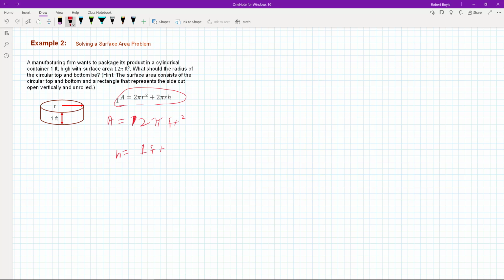Okay, so what we need to figure out is what r should be. So we can substitute these into our equation and see what we have. We will have that 12 pi is equal to 2 pi r squared plus 2 pi r times h, which happens to be 1, so right here it's just fine. We can notice here that we have common terms of pi. These will cancel out if we divide everything by pi. And also we can divide everything by 2. So actually we could have divided by 2 pi.